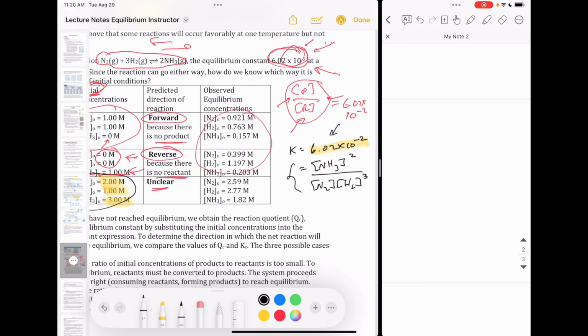The second point: if the number we calculate is less than K, that means we still need to make more product, because in order for us to reach K, the number has to get bigger. The only way to get bigger is if you increase the numerator and decrease the denominator, which means you're making more product, consuming reactant. If that number is bigger than K, that means we have too much product and too little reactant, so we have to go in the reverse direction. Hopefully, conceptually, that makes sense.